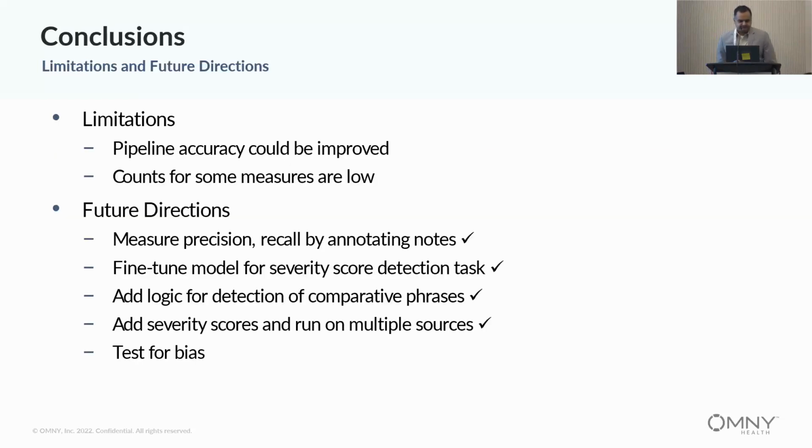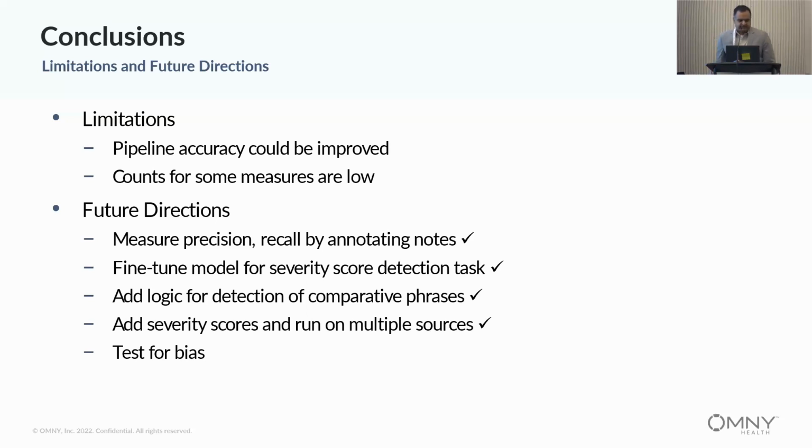So we have some limitations and some future directions for improving these results. Obviously the pipeline accuracy needs to be improved for all the different severity scores before we can use this to do research. Also, the counts for some measures are low. So how can we capitalize on these results and improve them?